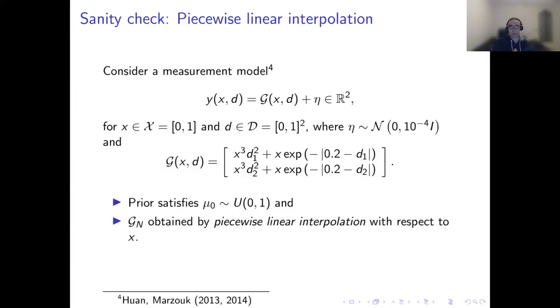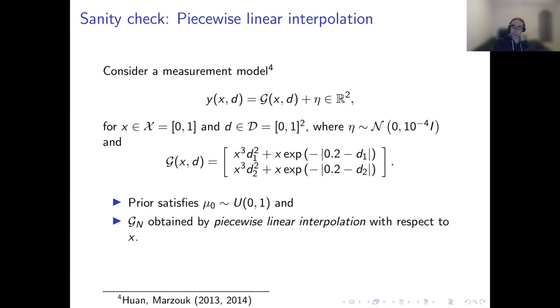Okay, so in our paper we had some sanity checks. Let me show maybe one of the simpler ones. Let's consider just a super simple mapping from one dimension, from the unit interval to R^2, with this particular expression, and we'd like to optimize both components. D1 and D2 represent our design variable, which is in the unit interval, so the design space is a unit interval.